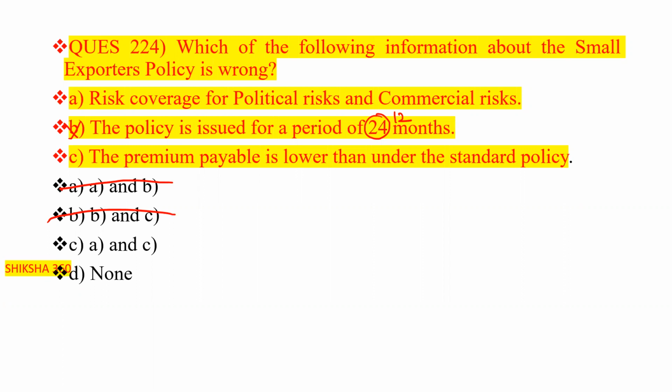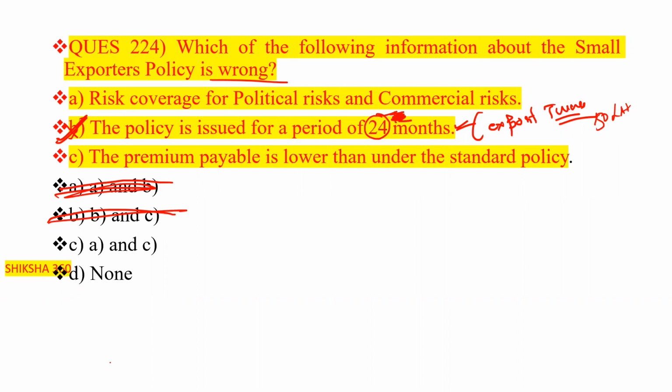Risk coverage here... we have to find which one is wrong. The policy is issued for 24 months, and their export turnover does not exceed 50 lakh in the last 12 months. So option B is the correct statement, and that is why they are asking which one is wrong. B is correct, so this one is not the answer.